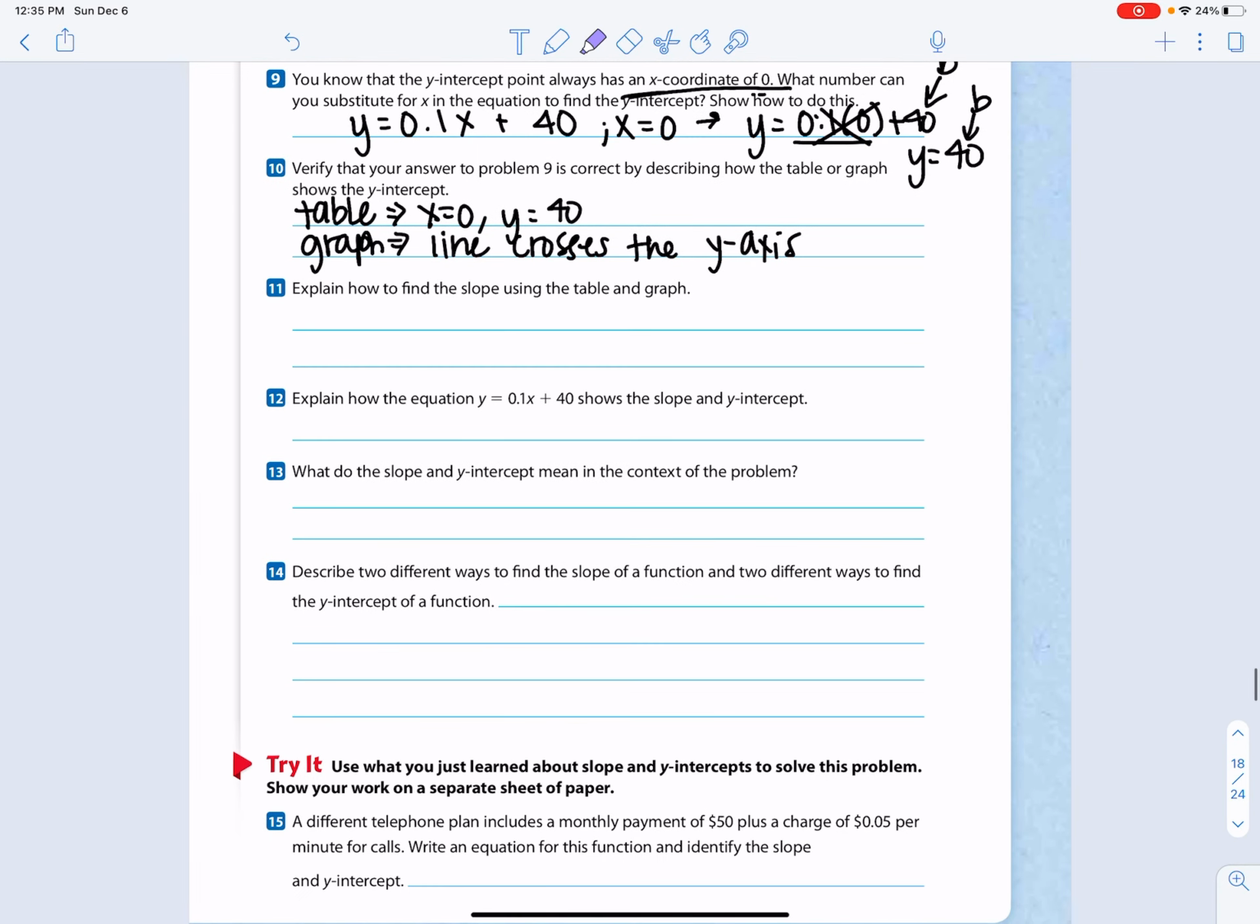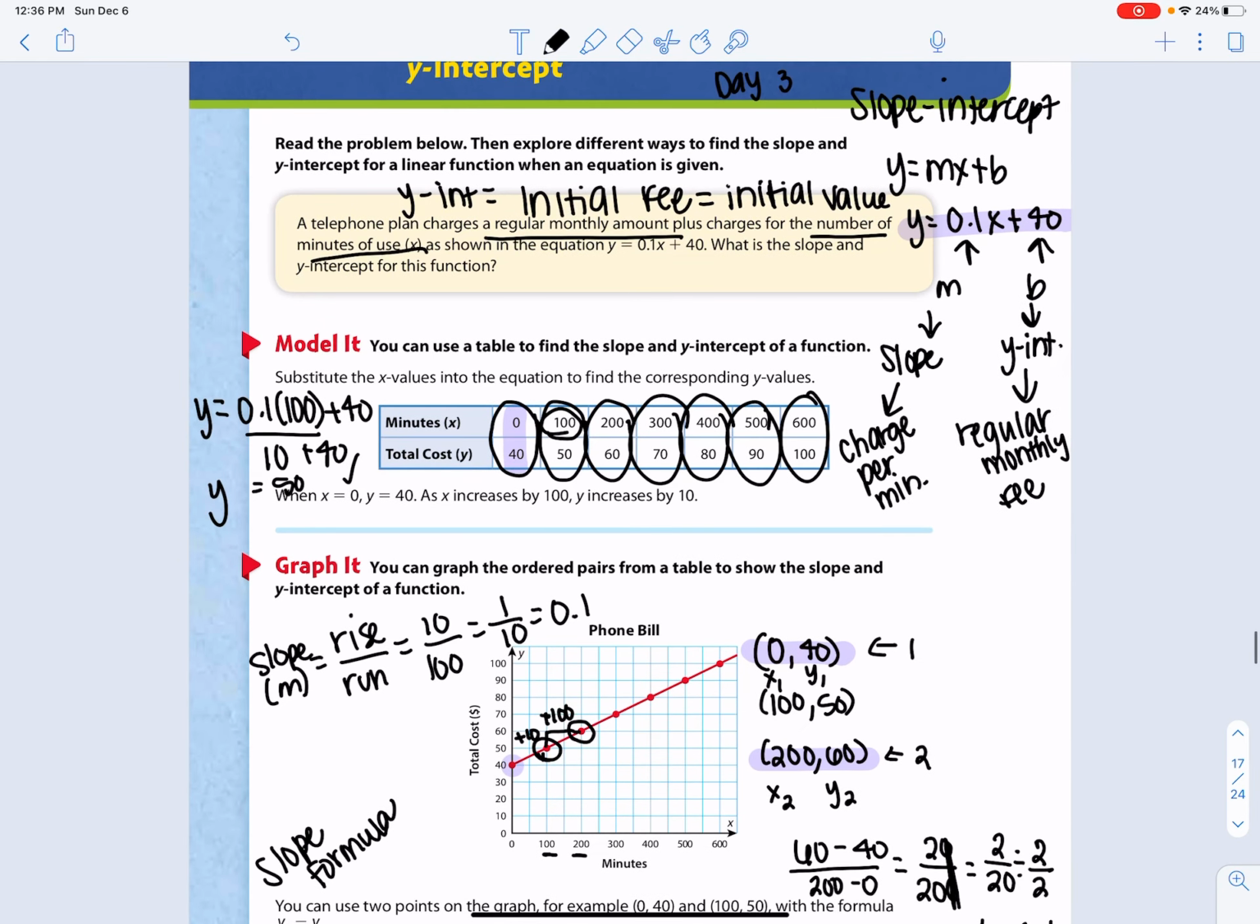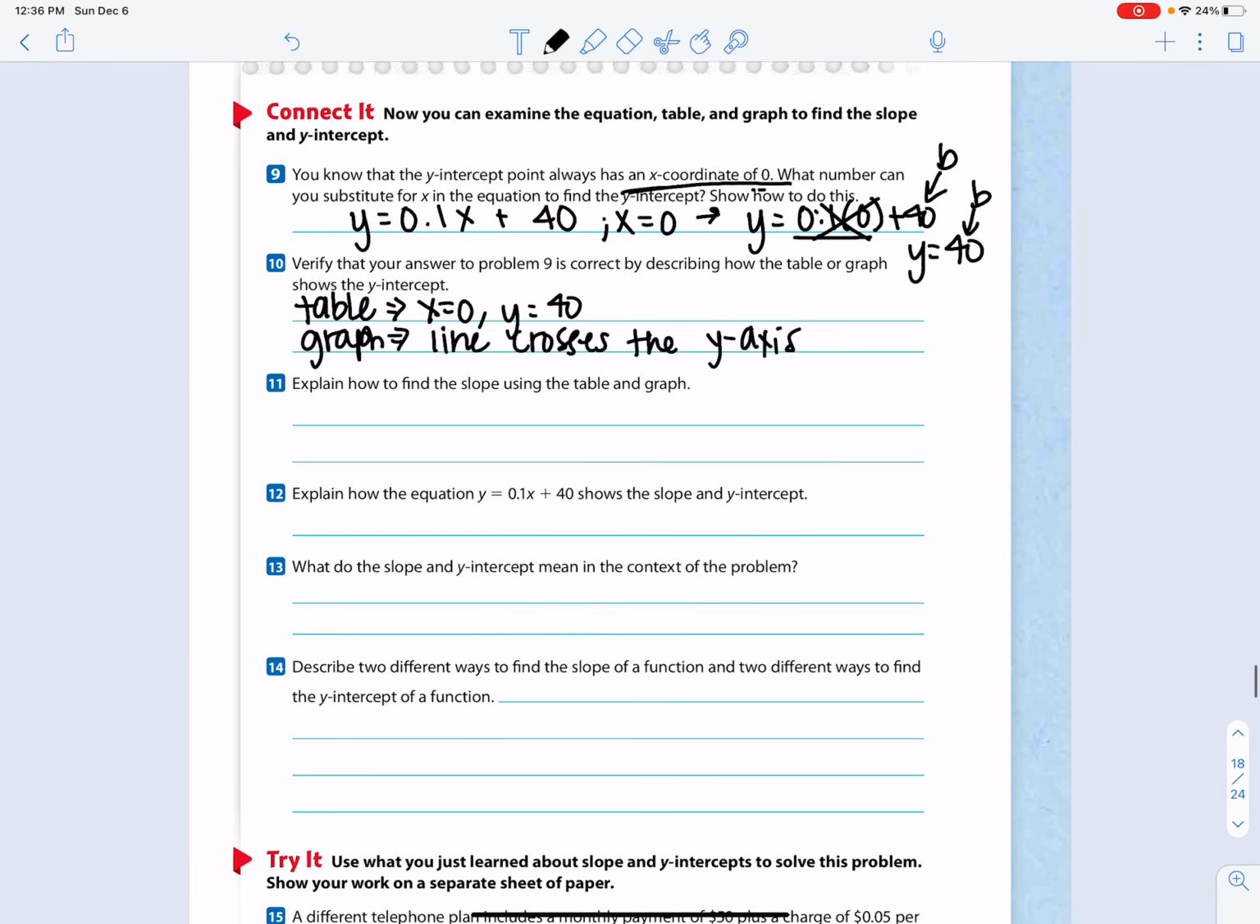There you go. Number 11, explain how to find the slope using the table and graph. Again, we already did this. So using the table, all you have to do is figure out how to get from one y value to the next, one x value to the next, and divide the change in y by the change in x. Okay? So for the table, you would find the change in y and divide it by the change in x. That'll give you your slope.